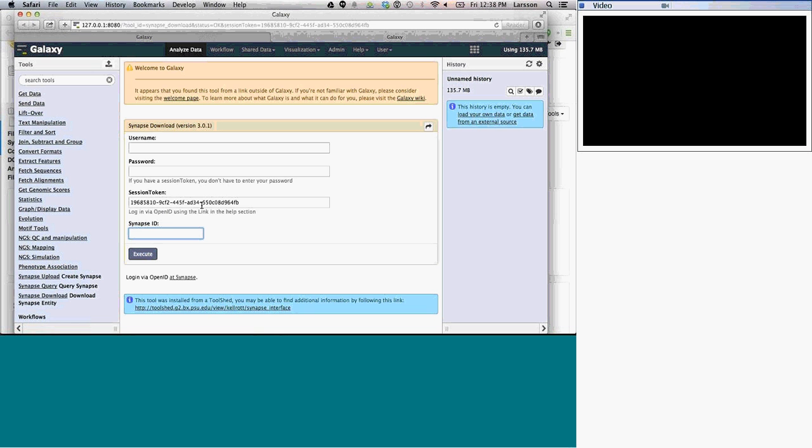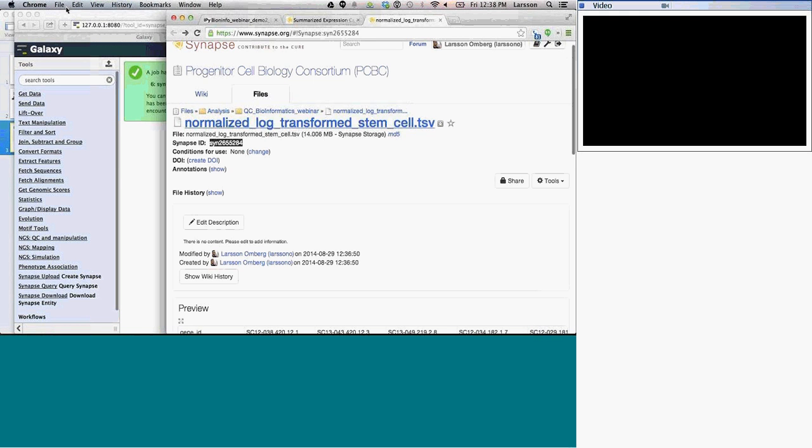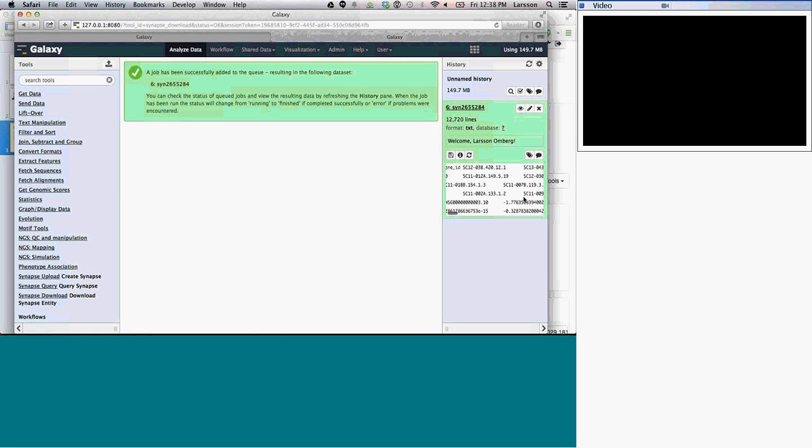And actually, you see it put in a session token here, which means that I'm now logged into Synapse. I'll put the ID in here, and I'll execute the download from Synapse into this. So you can see the process going. The current job is running, and it's fetching this. If we move back to Synapse, oh, there it is. It was already done. So here we see the data set that I had just uploaded.